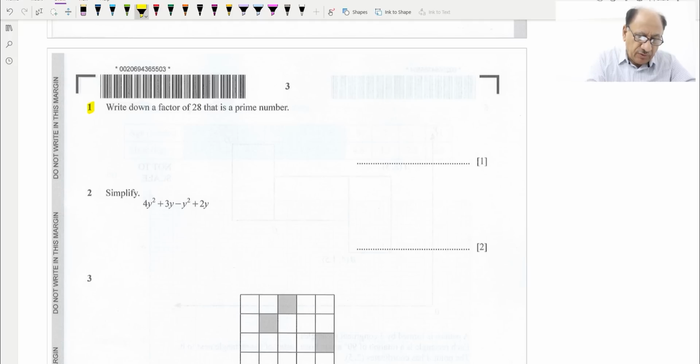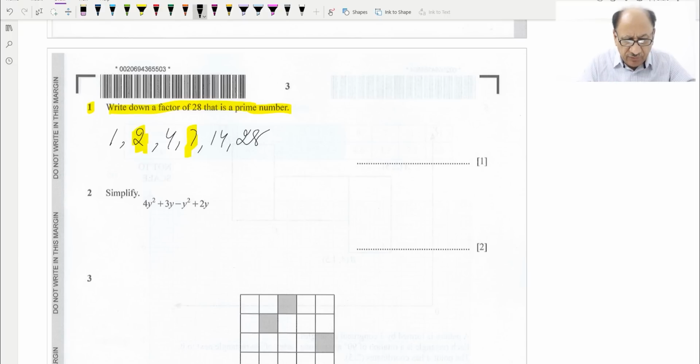Question number 1, write down the factors of 28 that are prime numbers. Factors of 28: 28 is divisible by 1, 2, 4, 7, 14 and 28, but we need the prime factors. So prime factors are 2 and 7, which are divisible only by themselves and 1. Out of these two, we can write one, so I've written 7. This is a 1 mark question.